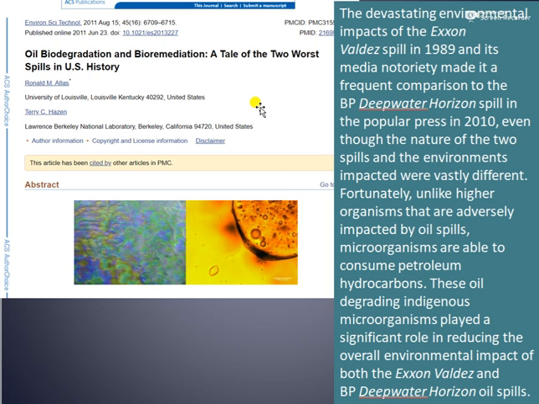In both cases, the process of biostimulation was carried out, and the indigenous oil degrading microorganisms were found to be promoted. Unlike the higher organisms that are adversely affected by oil spills, the microorganisms are able to consume the petroleum hydrocarbons, and these oil degrading indigenous microorganisms play a significant role in reducing the overall environmental effect of both the Exxon Valdez and the BP Deepwater Horizon oil spills. That's what the paper reports.